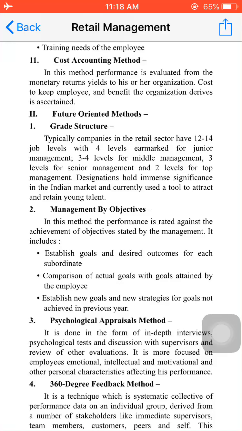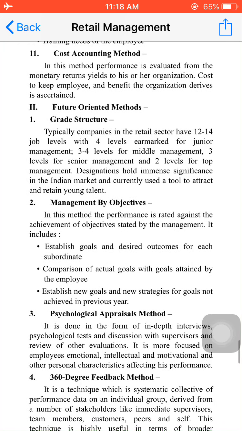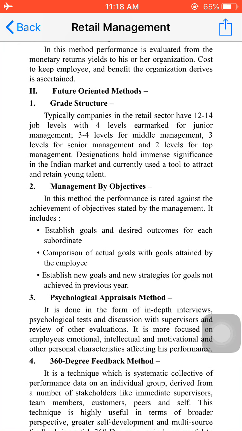Very good morning, guys. Yesterday, in the previous class, we went through the past oriented methods under the topic called performance appraisal. So today we shall move on to the second main heading, that is future oriented methods. Under future oriented methods, there are four. The name itself says future oriented methods. It is about the future.